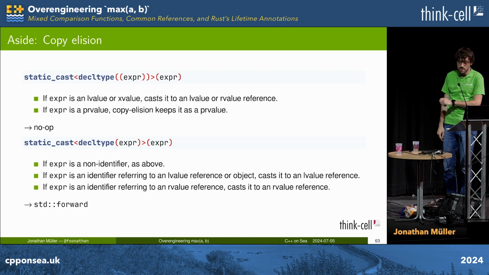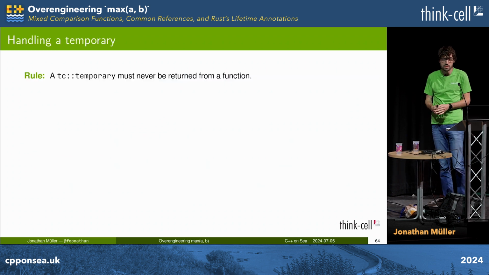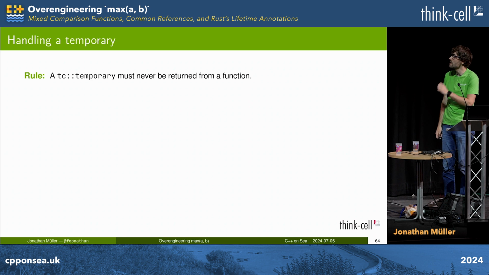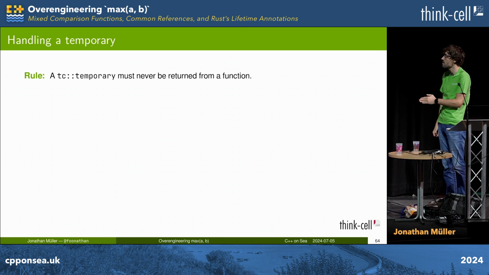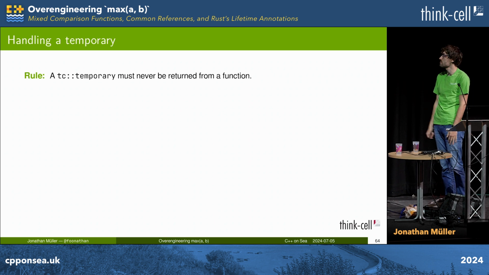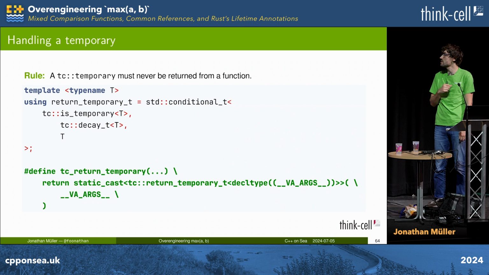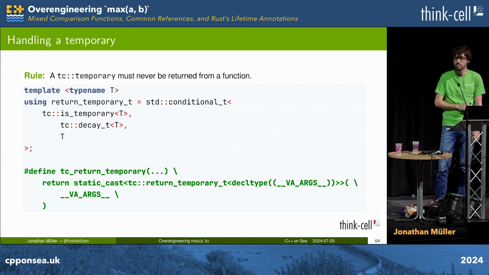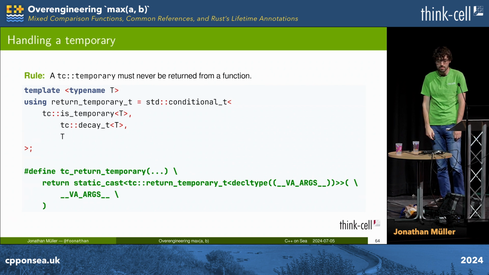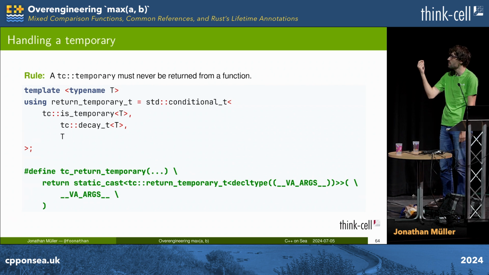Anyways, now we've got our TC temporary. The fundamental rule about TC temporary is that a TC temporary must never be returned from a function. Because by design, it's a reference that points to a temporary, and so when we return it, we've got dangling references. So let's introduce this macro, tcReturn temporary. It returns an expression that is potentially a temporary, but if it is a temporary, we're going to decay it. This prevents the returning of any and all temporaries by leaving regular rvalue references unchanged, because those are fine, those can be returned.